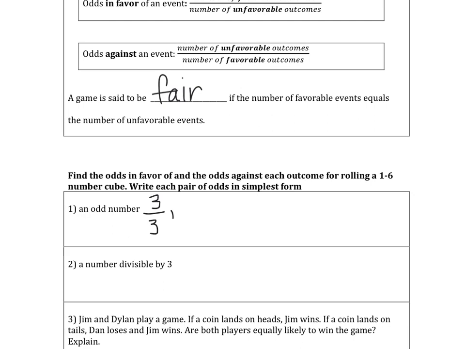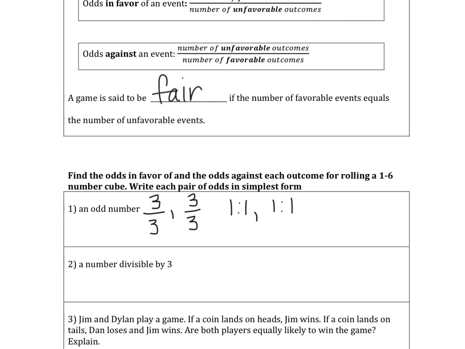It would be the same if we were to find the odds against the outcome happening. There'd be 3 ways that it wouldn't happen over 3 ways that it could happen. And odds are written usually in a ratio form. So 3 to 3 would be a 1 to 1 odds of it happening and a 1 to 1 odds of it not happening.